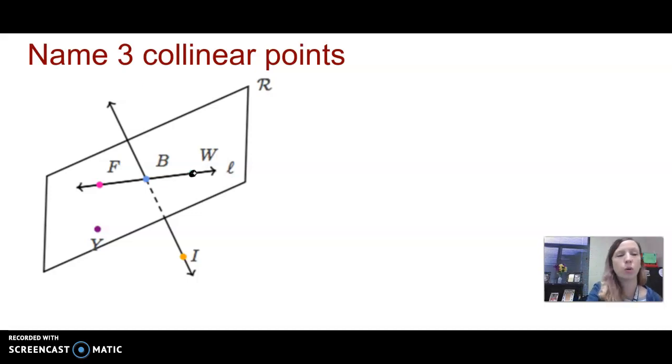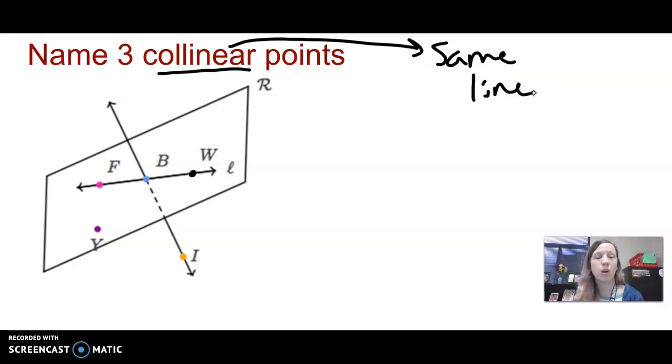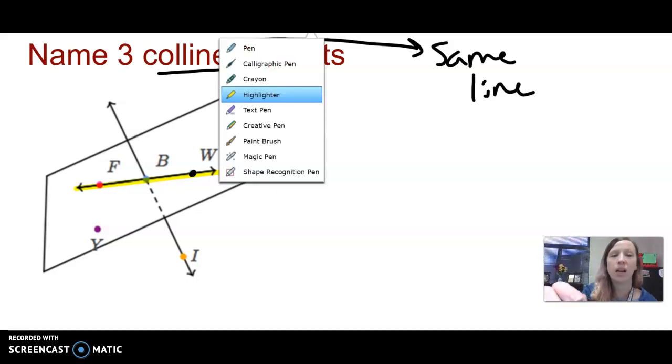And when we're talking about collinear, collinear means that they have to be on the same line, okay? So in this case, there are only 3 points that are all on the same line. So if I have to name 3 collinear points, the line that I'm talking about here is this line. It's the only one that names 3 points that are on the same line.